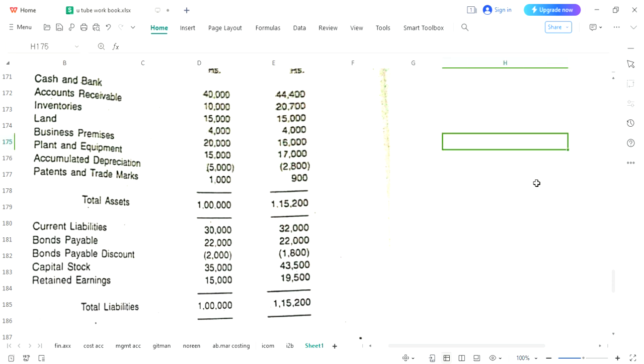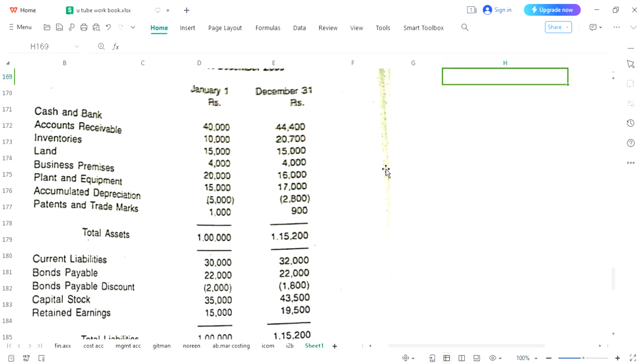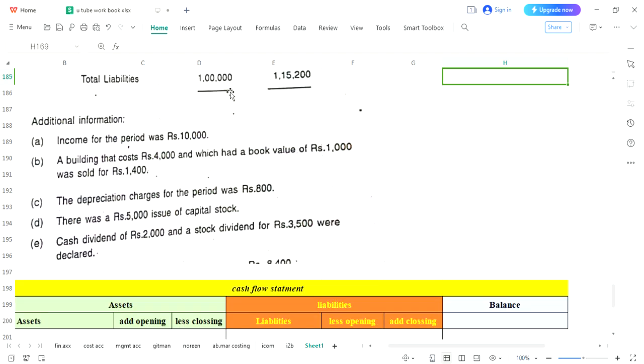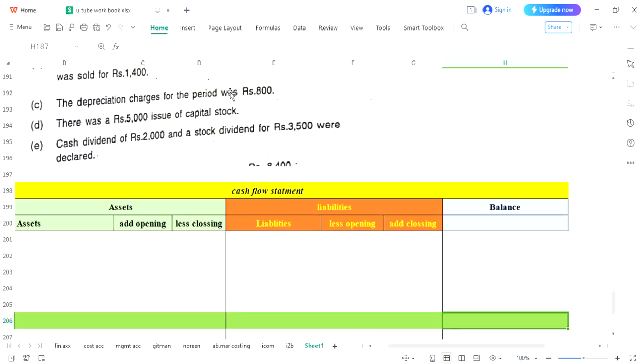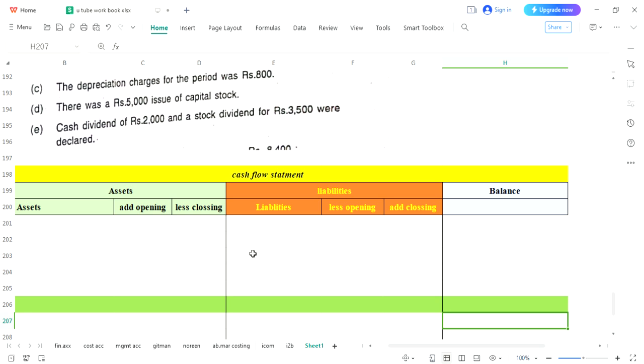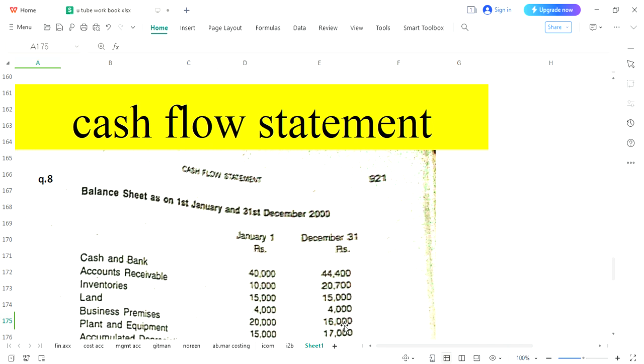And please note very carefully that this time our opening assets are given on left side and closing assets are given on right side. In previous two questions, opening were present on right, closing were present on left. We will be starting in the similar way. This is our proforma where the upper side is fixed for current assets and the lower side is fixed for fixed assets. Current liabilities upside, fixed liabilities lower side. So we are now ready to start our question.